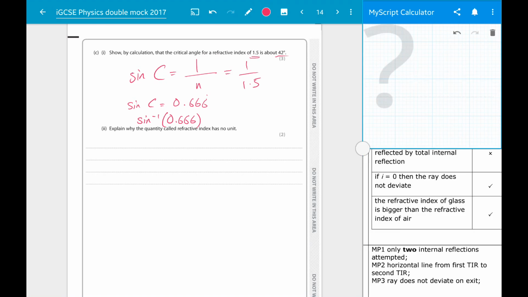I don't think that's going to work. Let's try again. Sine inverse 1 over 1.5. Small mistake there. It's come up with takeaway 5. Let's do that again. 1.5, please. Yes, it's worked out.